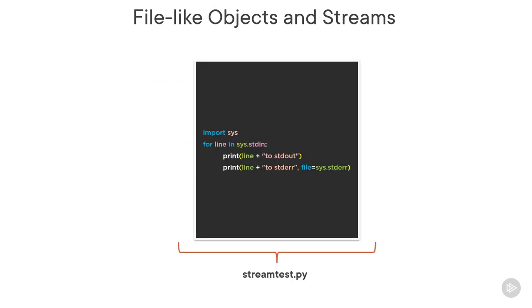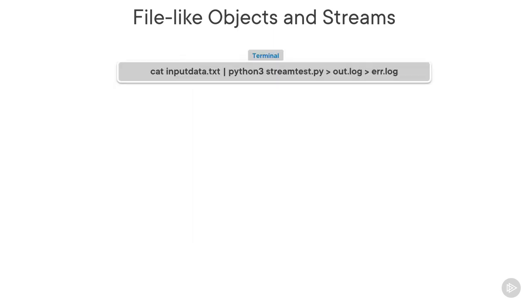Now let's look at this in a script. So we have a stream test Python script here. Okay, we're importing the sys module, we're looping through our input, and then we're sending our data to the standard out or the standard error. Let's take a look at this in action. So in the terminal, we're catting some sort of file that has data in it. That's our input. We're piping that to our stream test Python script, and that's either going to output to an outlog or an error log file.